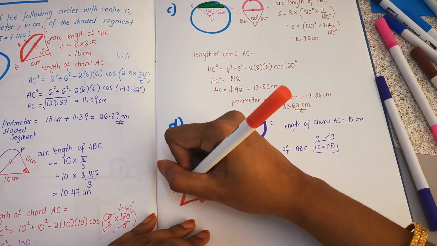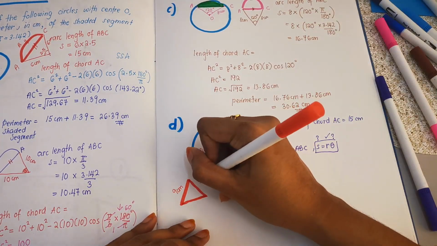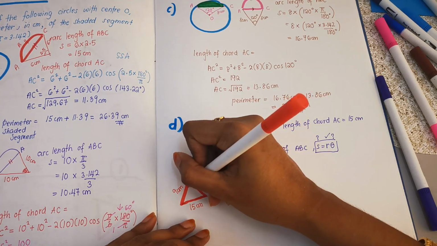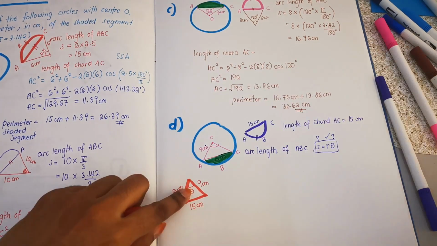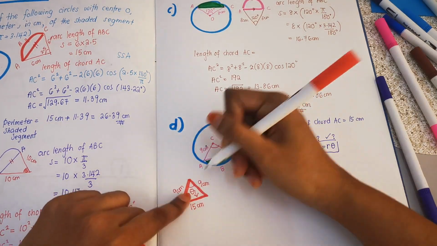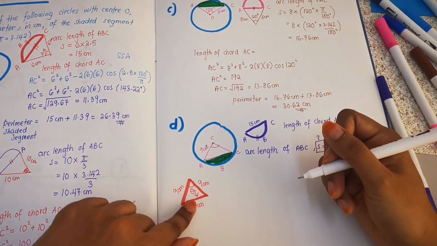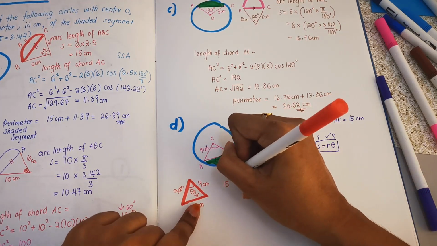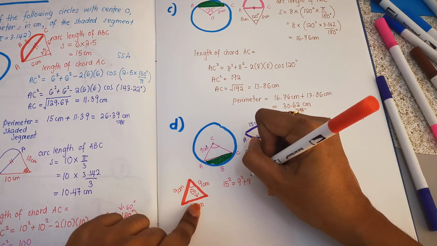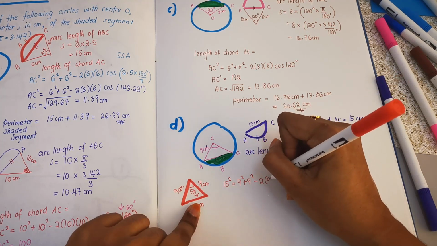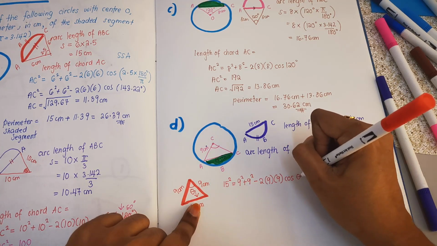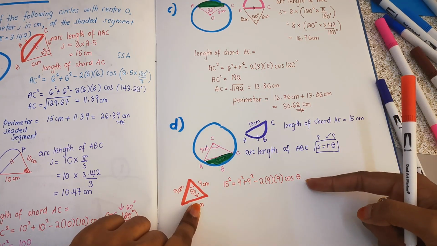Here you have 9 cm. Here you have 9 cm. Here you have 15 cm. So here is the theta that you want to find. If you use the cosine rule, we will take the opposite length. So 15 squared equals 9 squared plus 9 squared minus 2 times 9 times 9 times cos of theta. So the theta is the one we want to find, right?